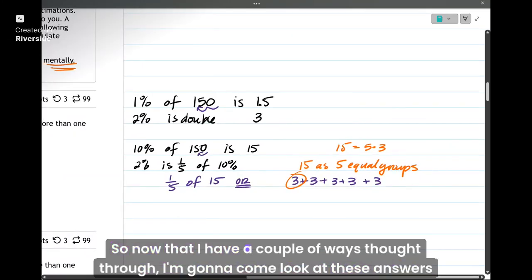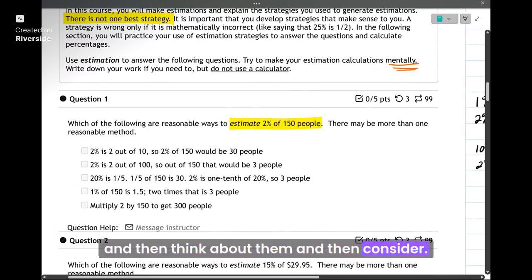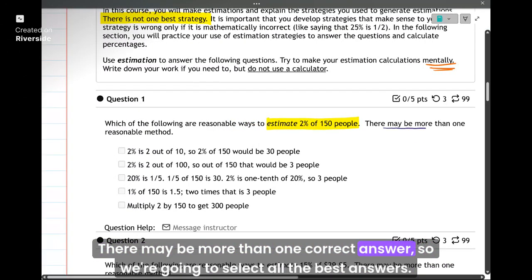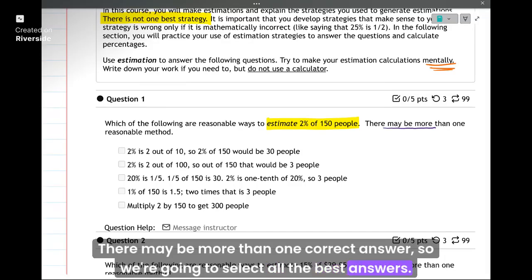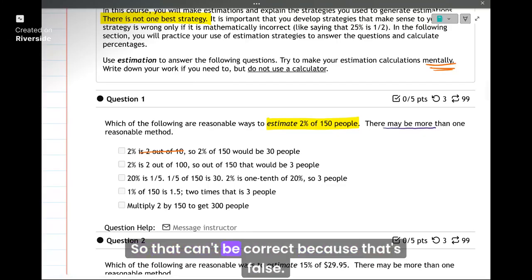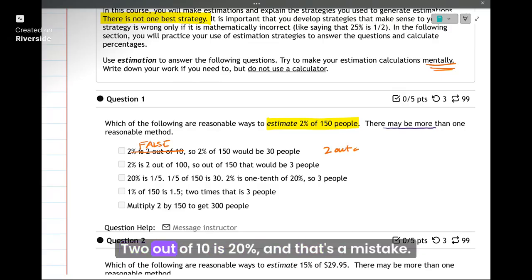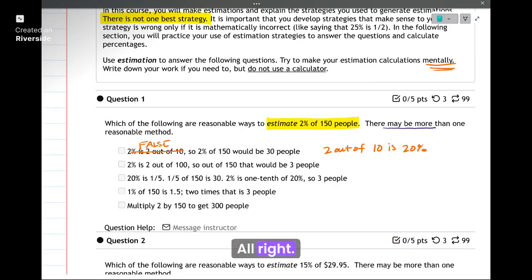So now that I have a couple of ways thought through, I'm going to come look at these answers and then think about them and then consider. There may be more than one correct answer, so we're going to select all the best answers. 2% is 2 out of 10. This is already false. So that can't be correct because that's false. 2 out of 10 is 20%. So it's not that one. That's a mistake.